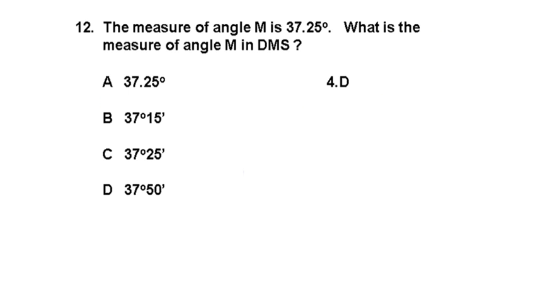12. The measure of angle M is 37.25 degrees. What is the measure of angle M in DMS? Well, DMS stands for degrees, minutes, seconds. So what we're going to have is 37 degrees plus, and to convert this 0.25 into minutes, we're going to multiply that by 60. So we get 37 degrees, and then 0.25 times 60 is 15 minutes. So our correct answer for problem 12 is B. Pretty easy.